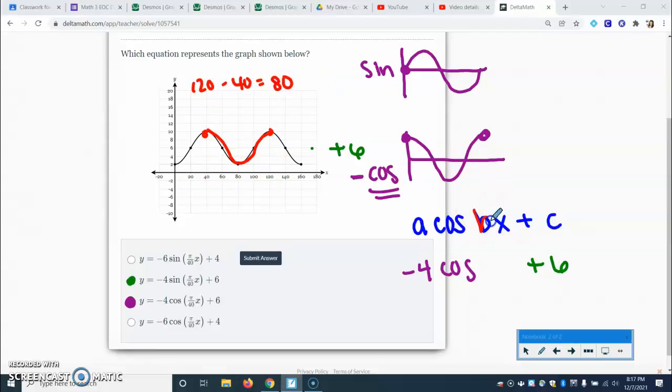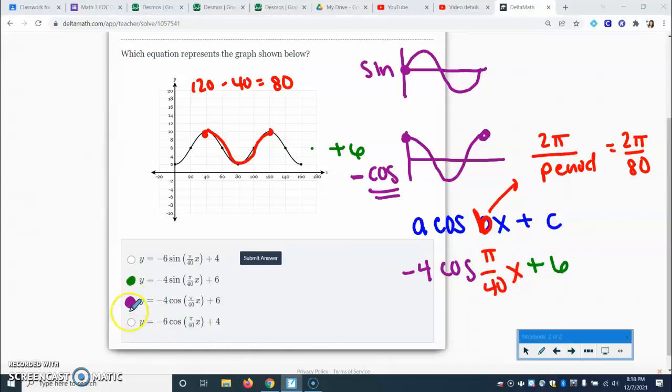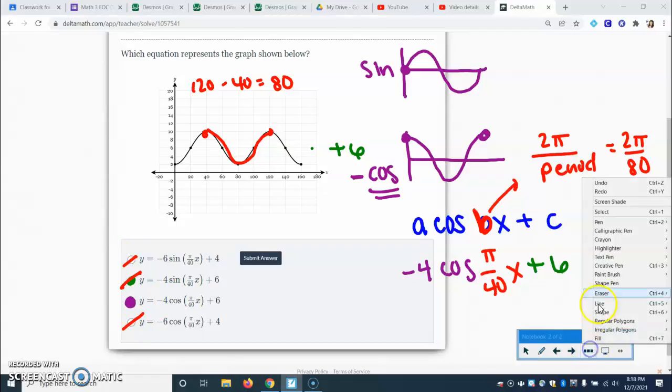The B value, you have to do 2 pi over the period. And that's what you plug in for the B, the number in front of x. So if I do 2 pi over 80 and I reduce that, I get pi over 40. So pi over 40x. Now it completely matches that answer choice that's purple. It can't be any of those. All right, let me do another one.